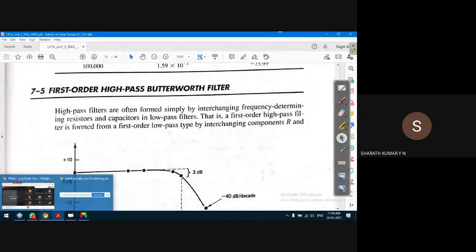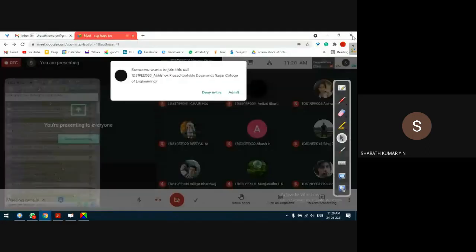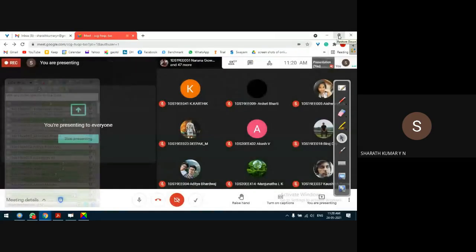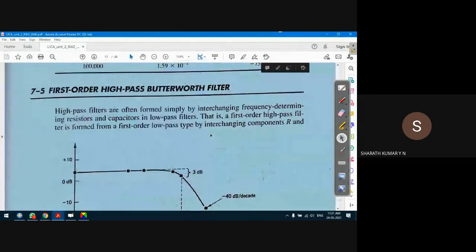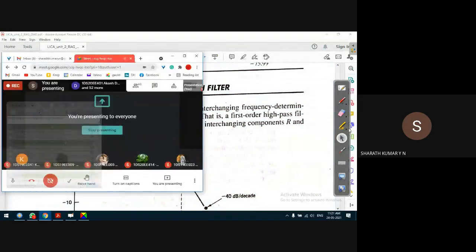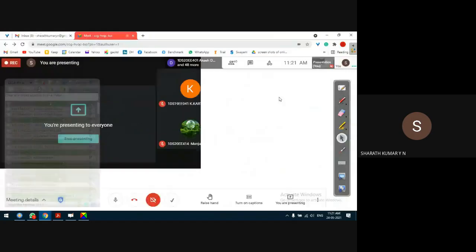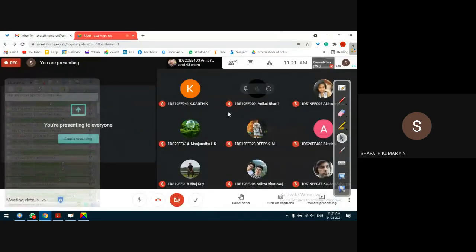Okay. So, second order filter. And there is a high pass filter. As the name suggests, high pass filter will pass the high frequency signal and it will block the low frequency signal.